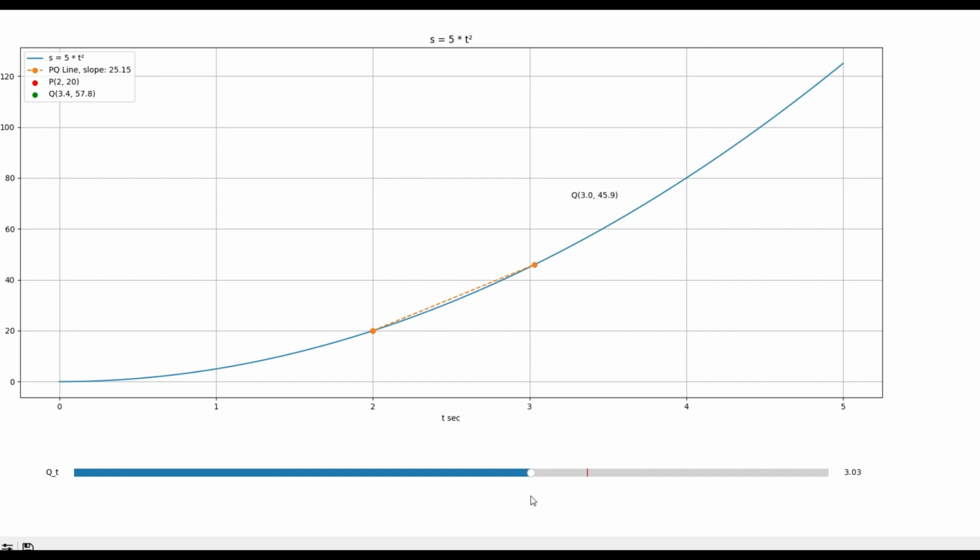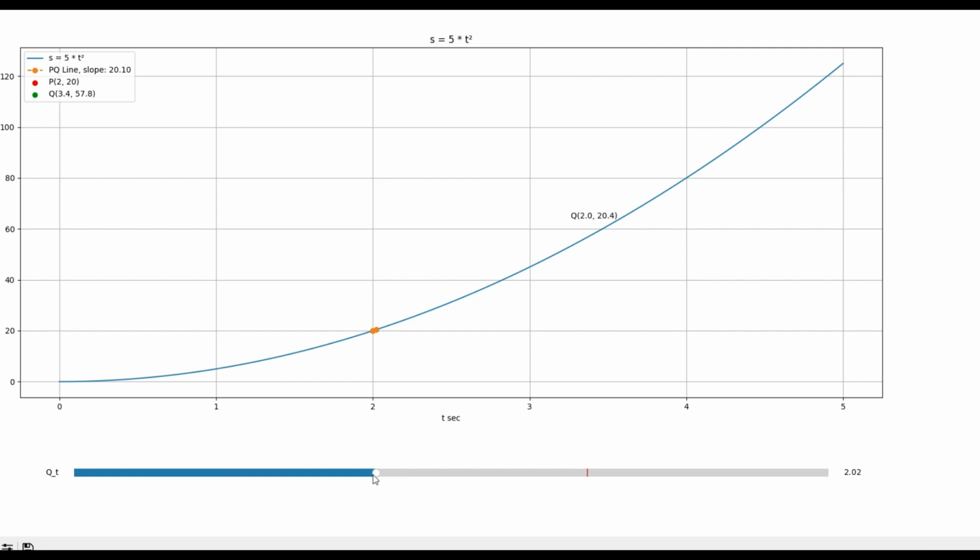Is it getting better? 25, the slope is 25. I'm getting closer and closer to 2 seconds. So what are you able to observe over here? When I get closer and closer, I get a better value of the velocity. Now I'll go the other way around. So you can see the closest is over here. Okay, not over there, over here. And we got a pretty decent value, 20.15.